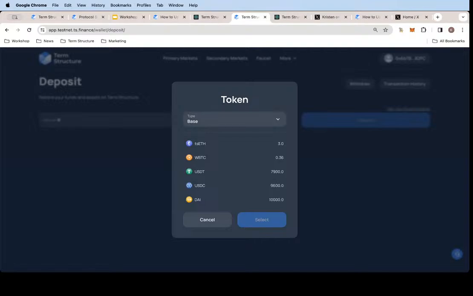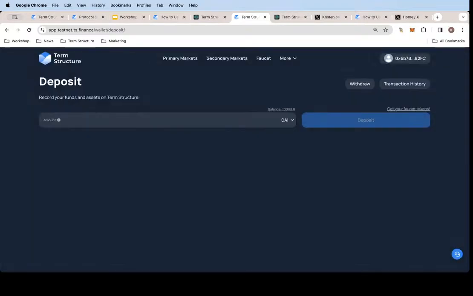Okay, so now what I need to do is deposit tokens in order to start trading on Term Structure. For example, I want to deposit DAI, so let me click here and then click select. I have to indicate the amount of DAI that I want to deposit. Let's say I want to deposit 2,000, and then I'll just click deposit.